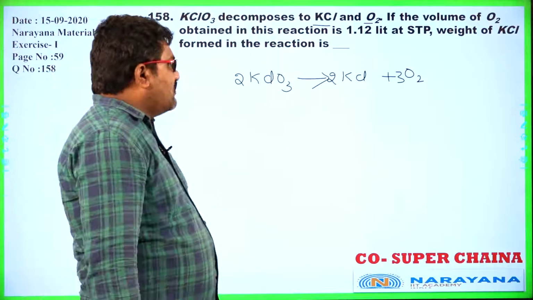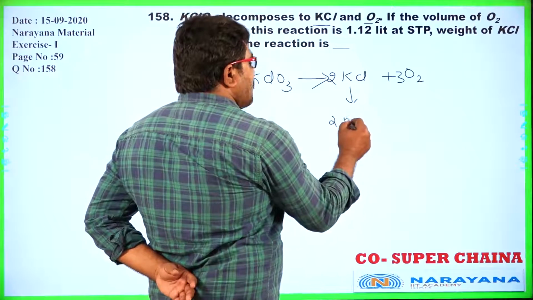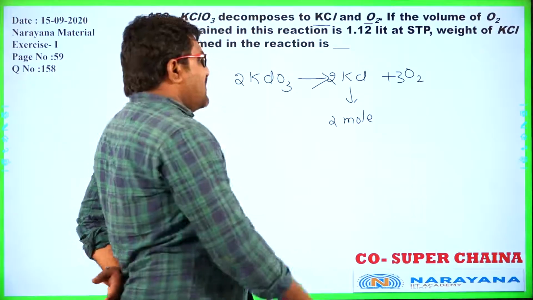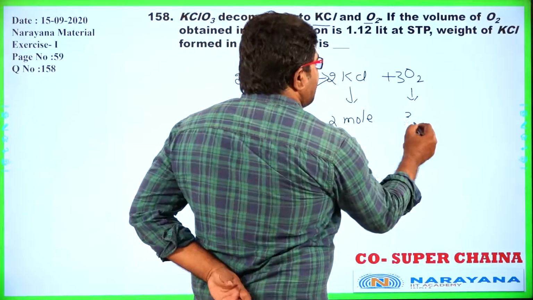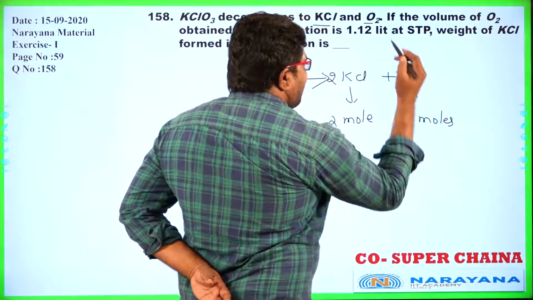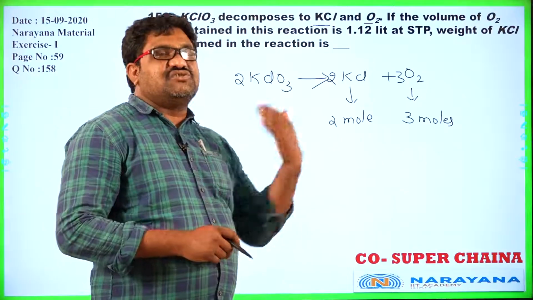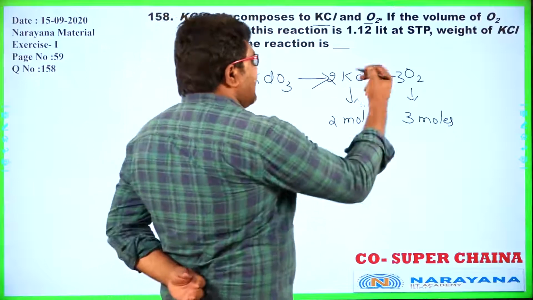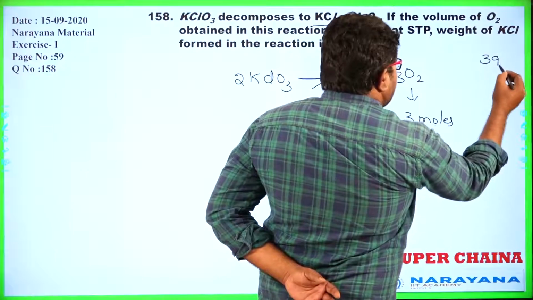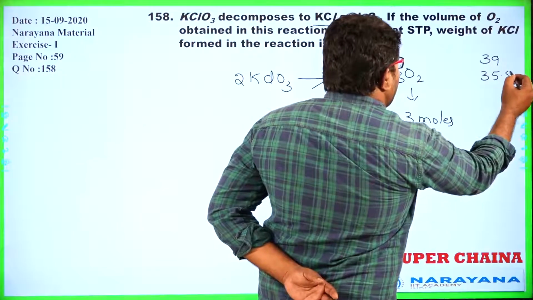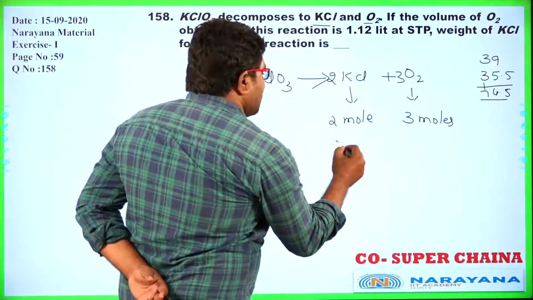Now, according to the balanced equation, 2 moles of KCl is formed. If it was 2 moles, definitely the formed oxygen should be 3 moles. Now, he has asked about the weight of KCl formed, so I can change that corresponding number of moles into its gram molecular weights. So, what is the weight of KCl here? 39 plus 35.5 for chlorine. So how much is it? 74.5.